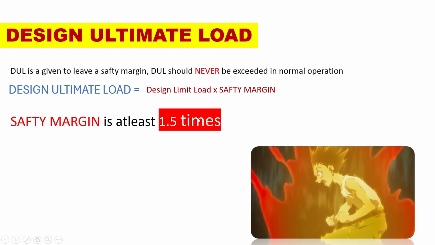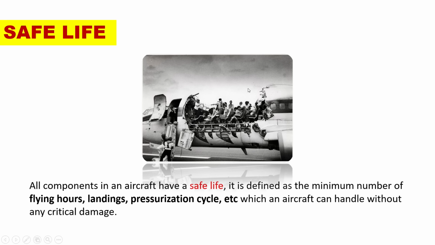You multiplied it now with 1.5 minimum. It can be more than this if you want to make an aircraft more safe, you can add a greater safety margin, but minimum is what, 1.5. So design limit load multiplied by 1.5 times of safety margin, right?